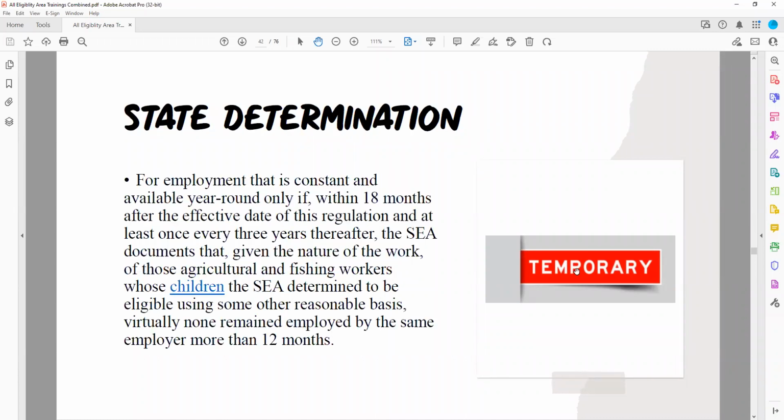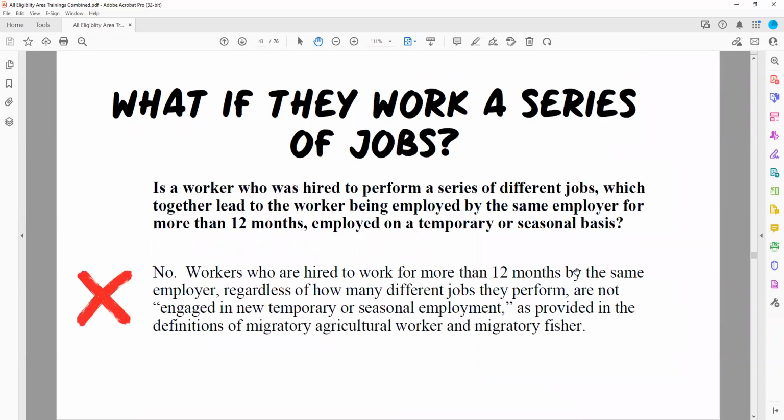And then for the state determination, it says for employment that is constant and available year-round, if within 18 months after the effective date of this regulation, so this was from the guidance, they did some sort of document to really show that none of the workers stayed there, that you could prove that, then you could have a state determination, but you would have to have the data to back that up.